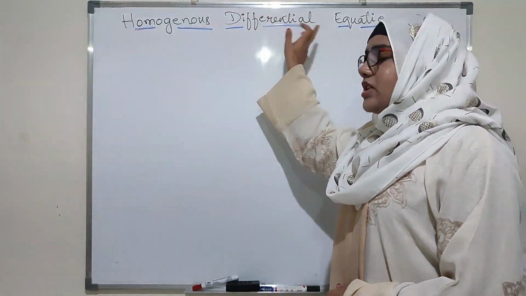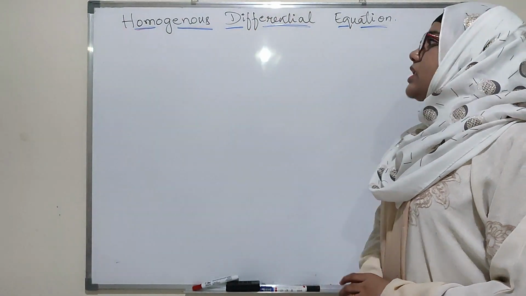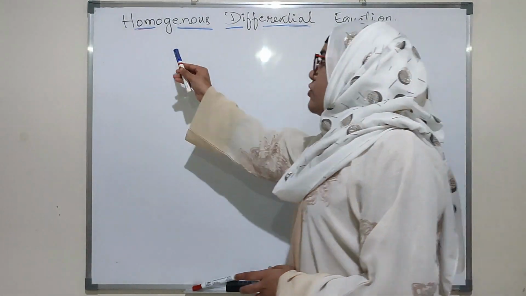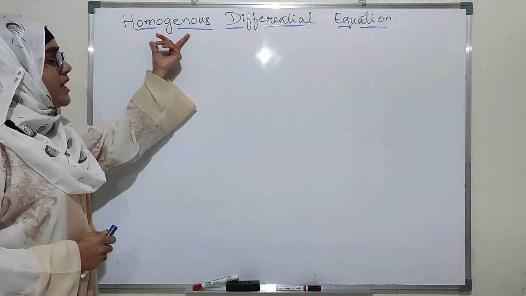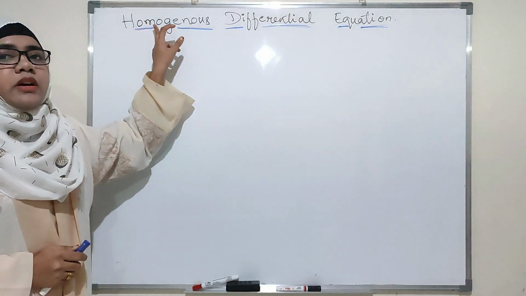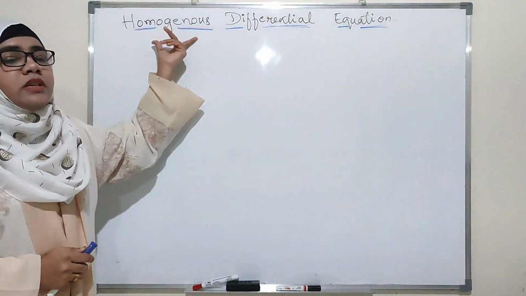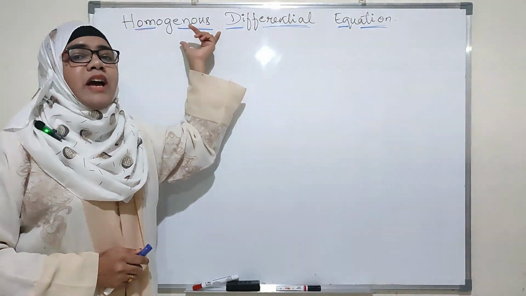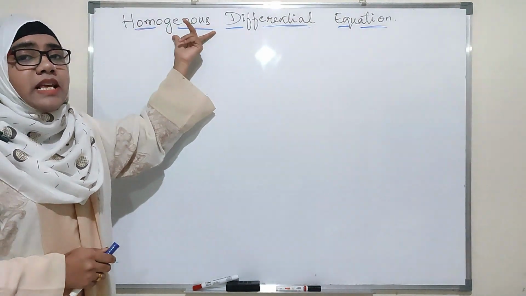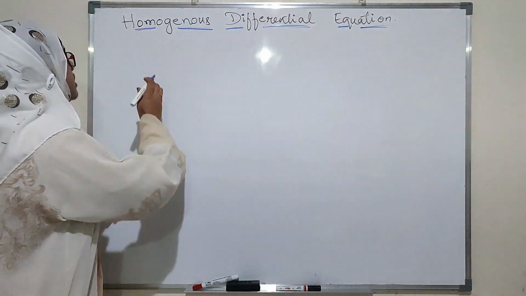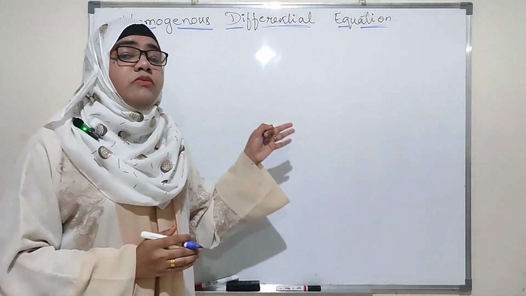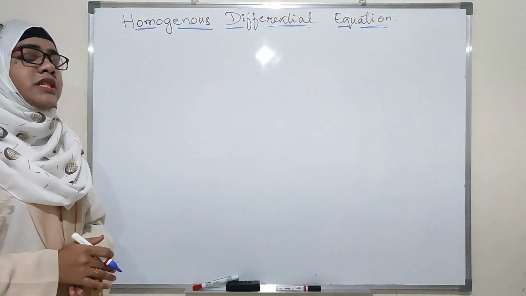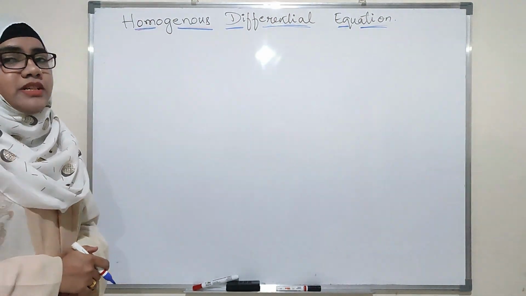Now the second one is homogeneous differential equations. By the name we can understand that homo means same, and homogeneous means uniformity, or a differential equation which has the same degree, or we can say the same power. So homogeneous means an equation in which all the terms have the same degree. This type of differential equation is known as a homogeneous differential equation.